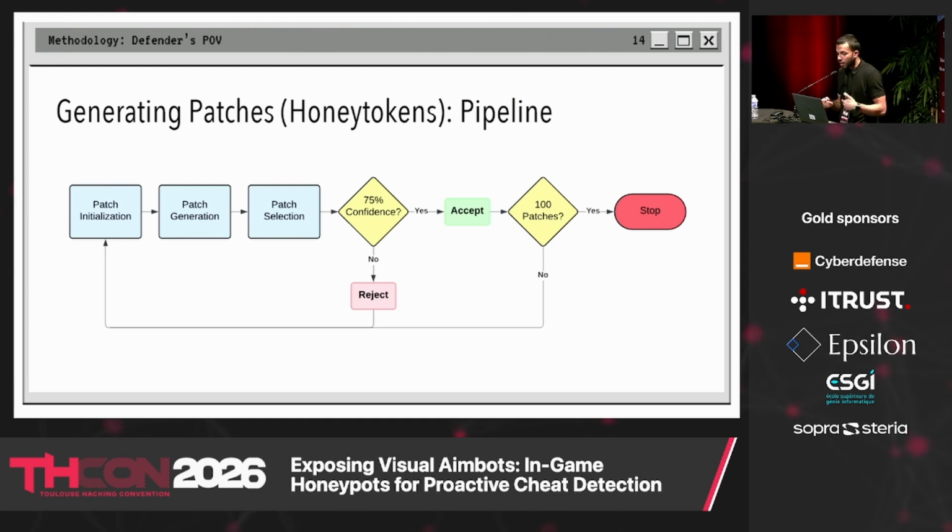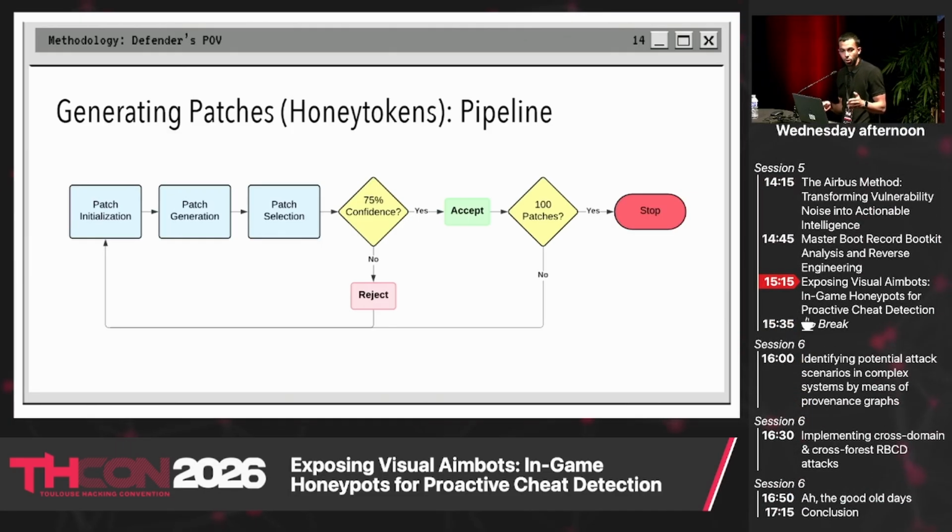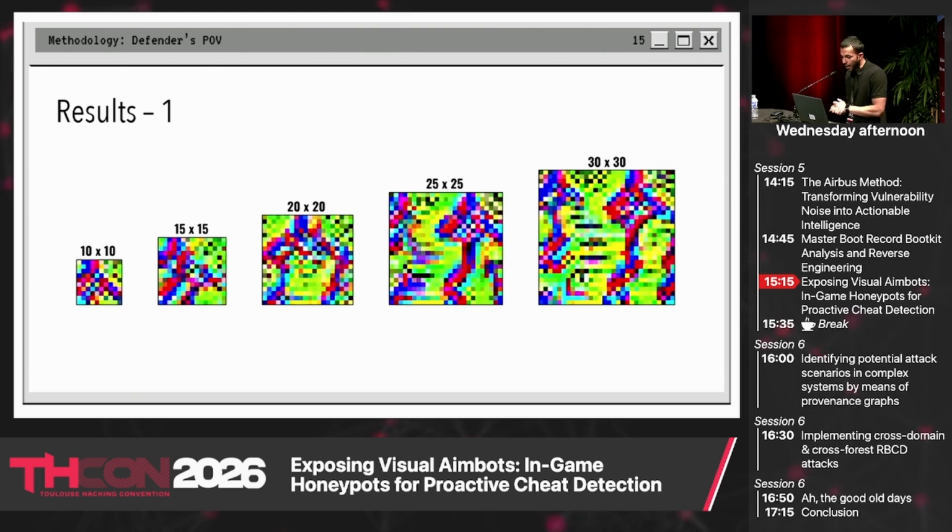And then we have to select the patch. We select the patch based on the best patch state that was observed during this patch generation, and we see if it can trigger the model with at least 75% confidence. If it doesn't, let's restart again. If it does, we accept that patch. Then we check if, for a particular size, which we'll see in a couple of slides, we have developed at least 100 patches. If yes, then we stop this process, and if no, then we keep on continuing. And this is an example of the patches for different sizes. For each patch size, we actually developed 100 patches.